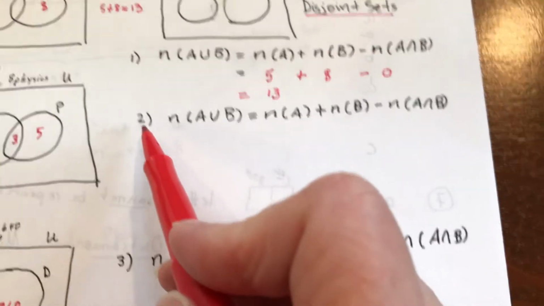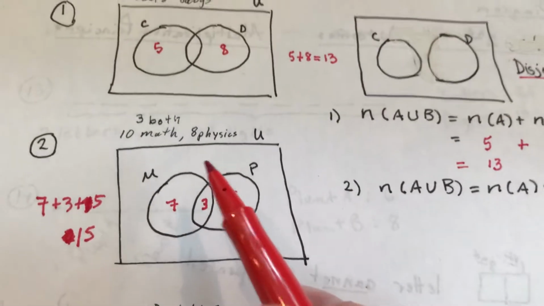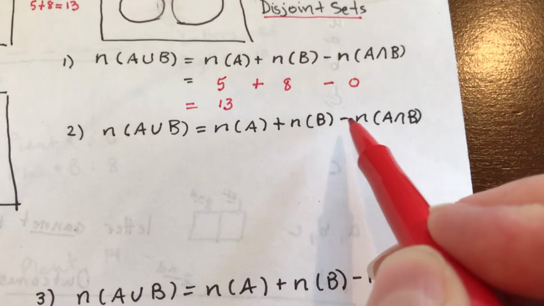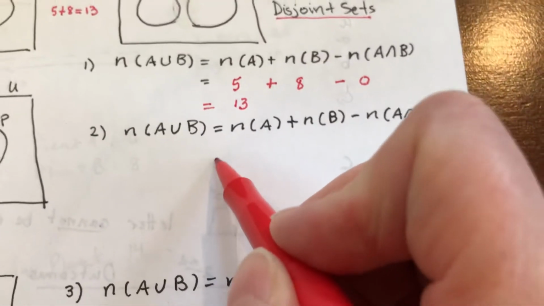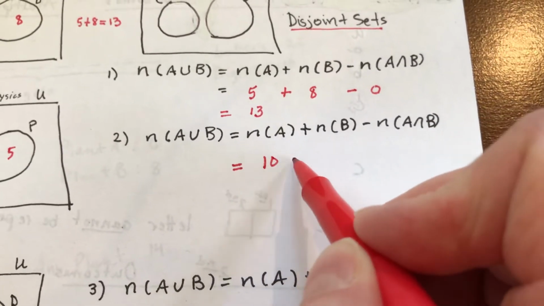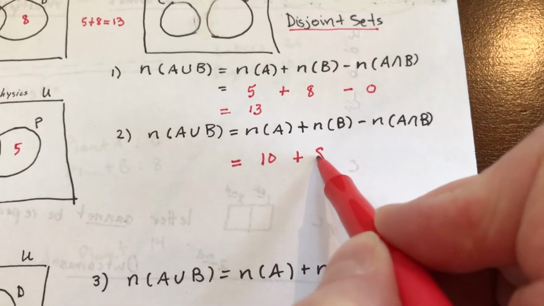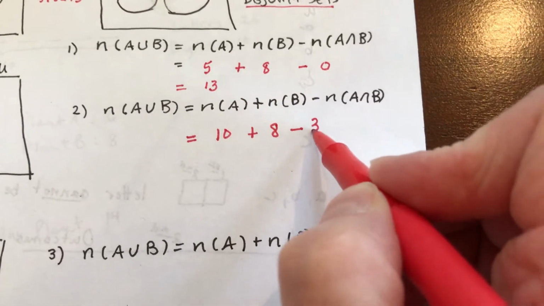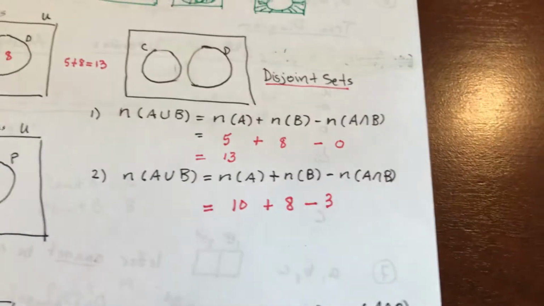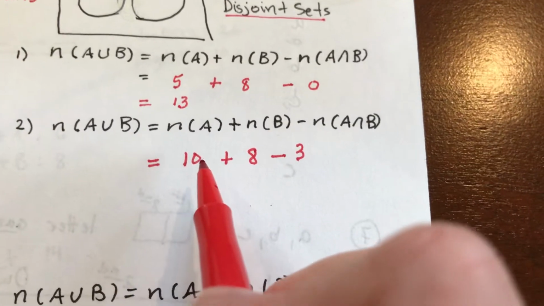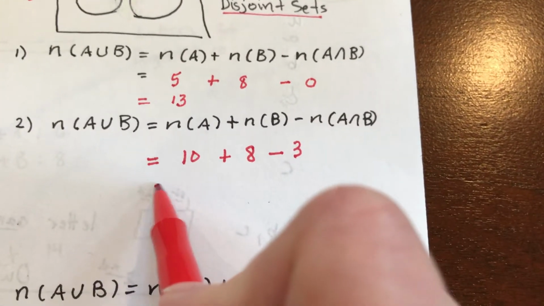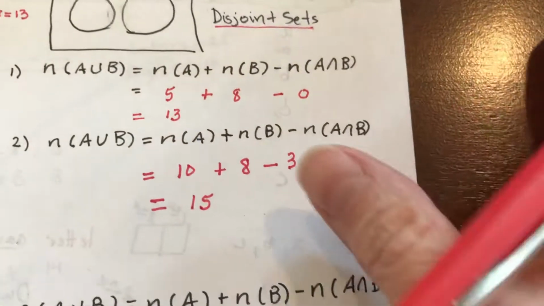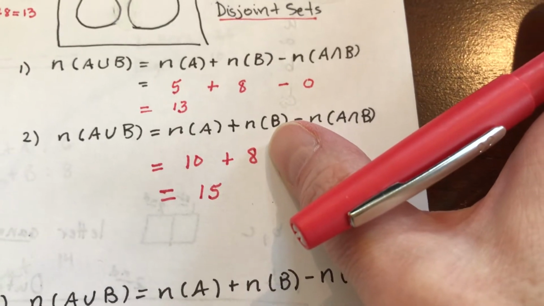So look at number 2. This was the math majors and physics. So we had the number of math majors plus the number of physics majors minus the number in their intersection. So we had 10 math majors plus 8 physics majors, and now we have to subtract 3. And what we're really doing is avoiding the double counting. So 18 minus 3 gives you 15. If we hadn't subtracted that, we would have overcounted and gotten 18.